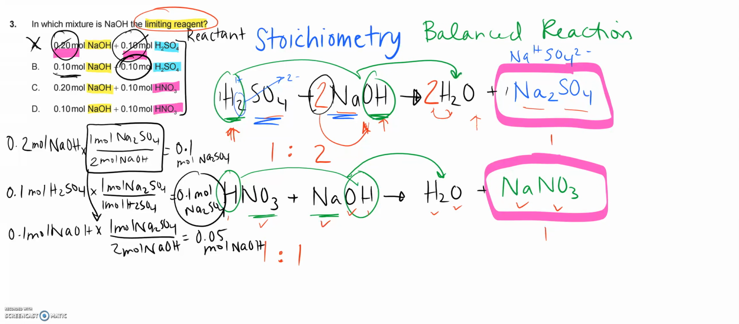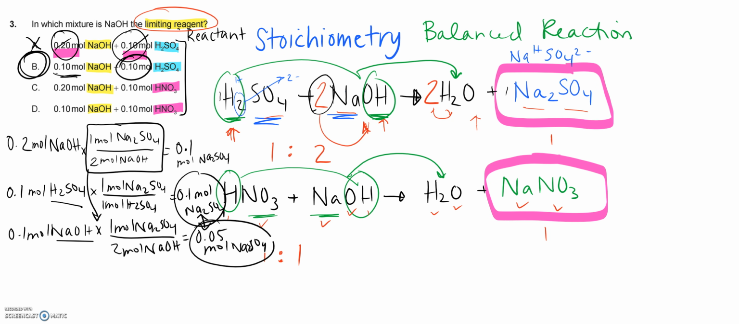So this time I'm comparing these two numbers, the 0.1 moles of Na2SO4 that's caused by the H2SO4 and the 0.05 moles of Na2SO4 caused by the 0.1 moles of NaOH. And sure enough, the smallest amount of, oops, I wrote that wrong again, sorry, Na2SO4 is what is caused by that 0.1 moles of NaOH. So B should be our answer because it has limited the amount of product that I can get out.